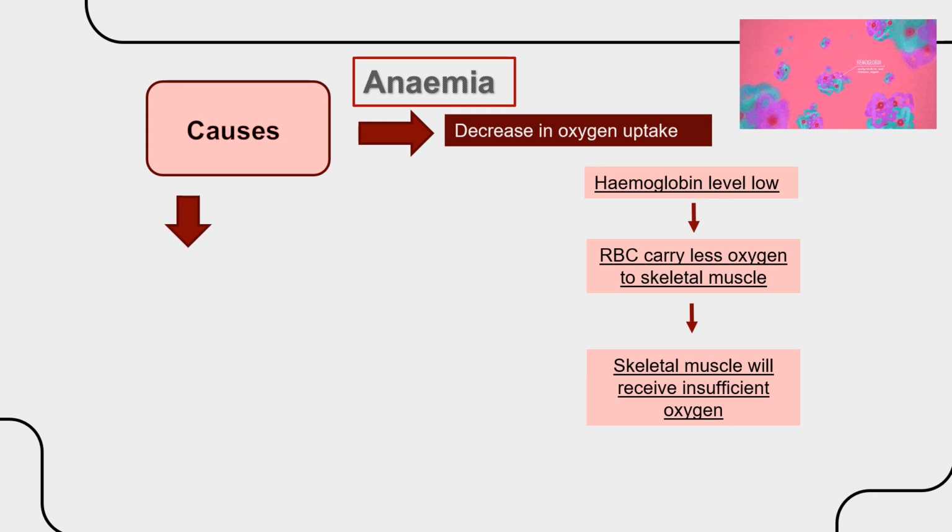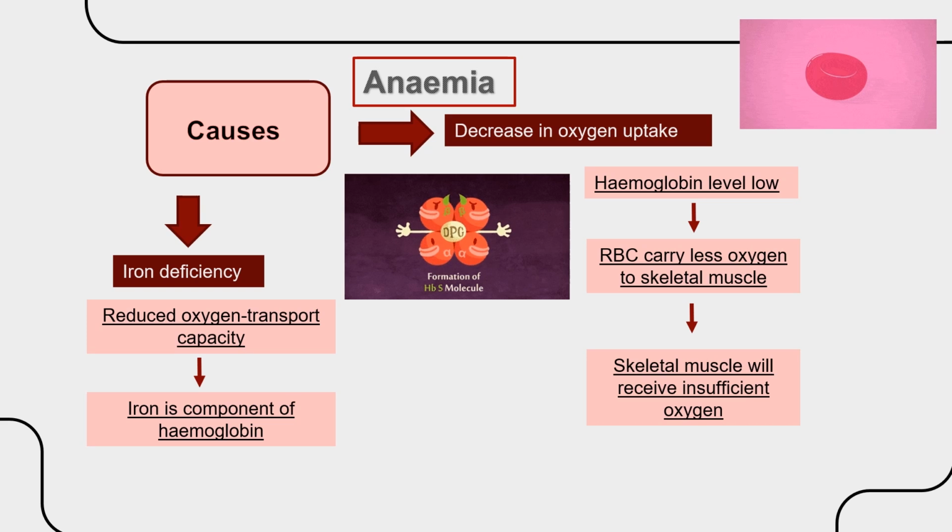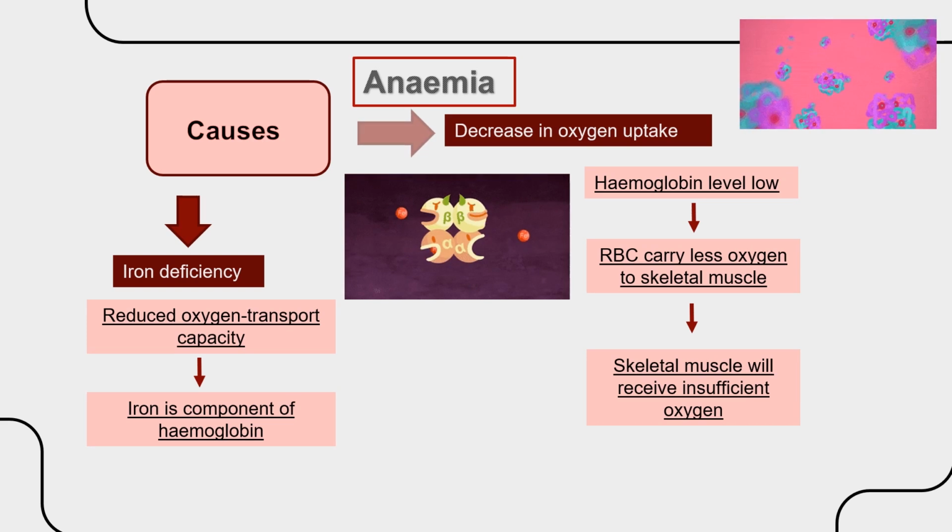Another possible reason for having poor exercise tolerance is iron deficiency. When having iron deficiency, it will reduce oxygen transfer capacity, which is hemoglobin, since iron is one of the components of hemoglobin. It will cause a decrease in oxygen uptake.